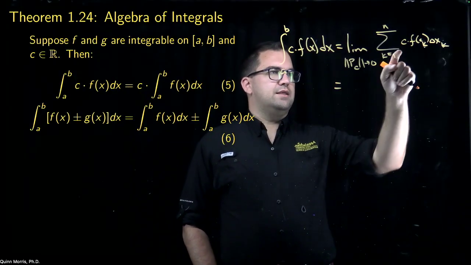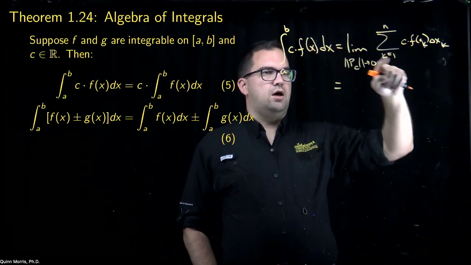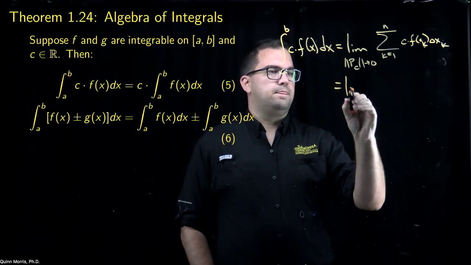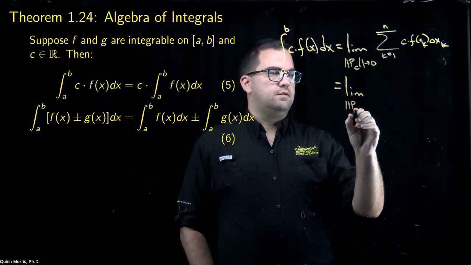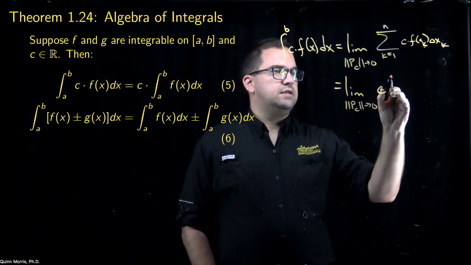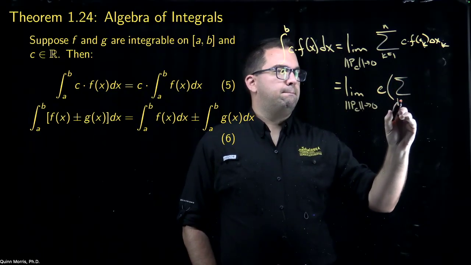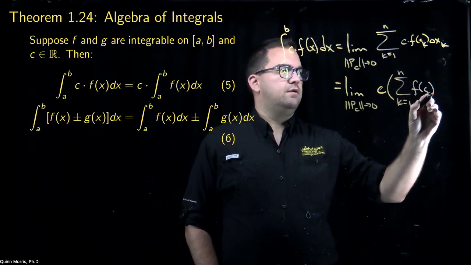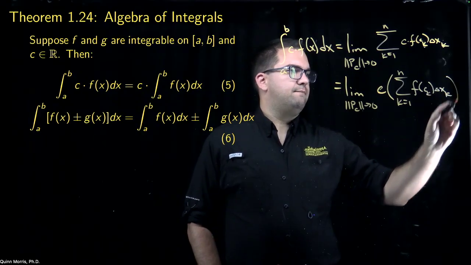And I started to look at this. Well, this is just a sum. I can factor a constant out of each term of the sum. This is the limit as this goes to 0 of c times the sum k equals 1 to n of f of ck delta xk.